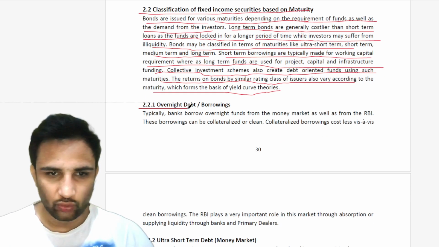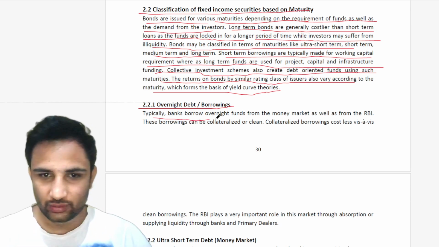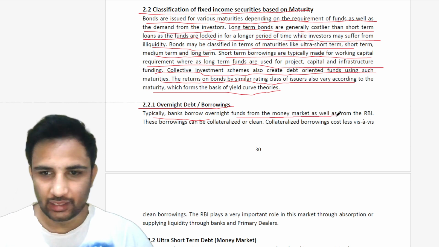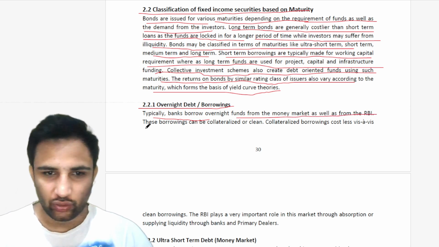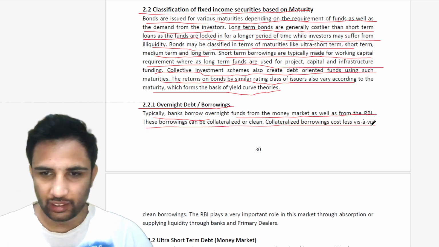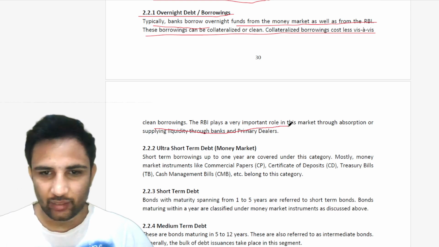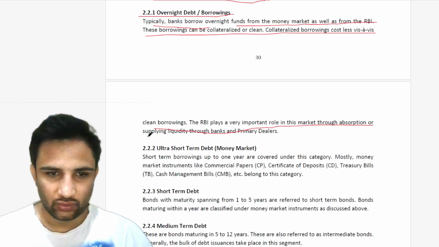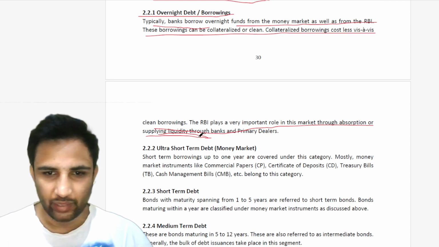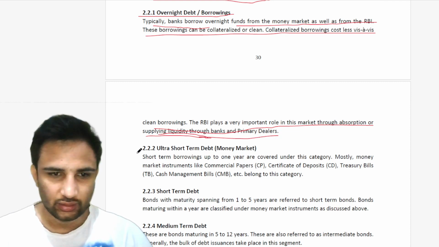Chapter 2.2.1 Overnight debt borrowings. Typically, banks borrow overnight funds from the money market as well as from the RBI. These borrowings can be collateralized or clean. Collateralized borrowings cost less vis-a-vis clean borrowings. The RBI plays a very important role in this market through absorption or supplying liquidity through banks and primary dealers.